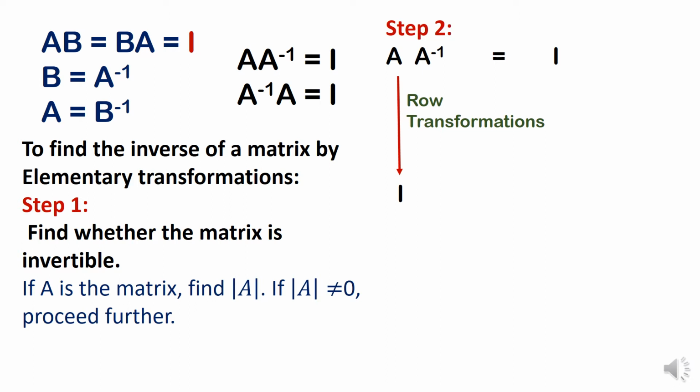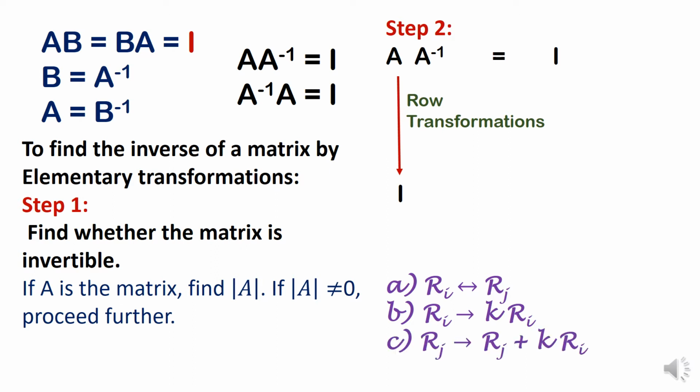Now we have learnt about row transformations, isn't it? We know that there are three steps by which we can transform a row. We can either interchange one row with the other, or we can multiply a row with a scalar number, or we can add a scalar multiple of some other row to this particular row. Remember, when we write A into A inverse is equal to I, it is called post multiplying of A with A inverse. When we write it this way, we can only do row transformation. We cannot do column transformations at all. So, we convert A into I by row transformation.